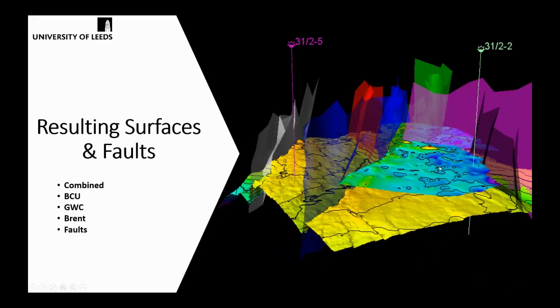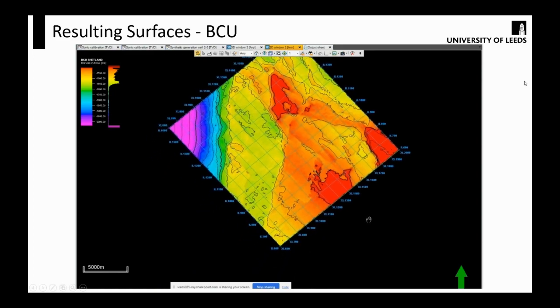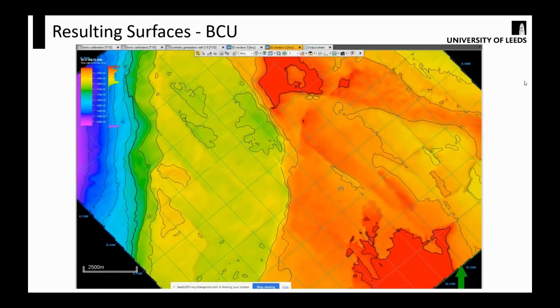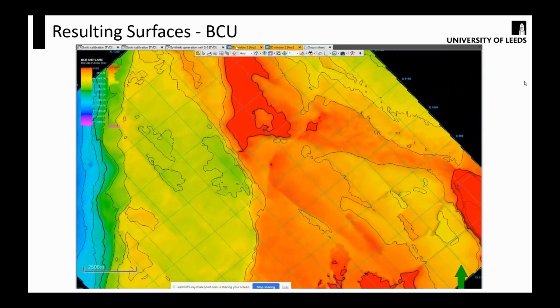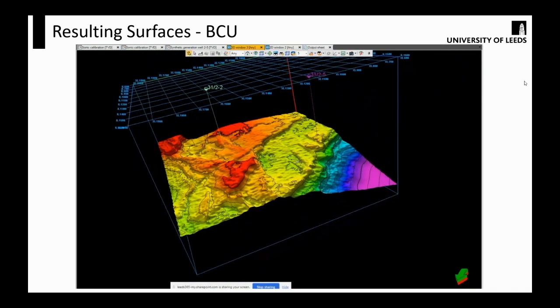So moving on to the resulting surfaces and faults, we'll firstly have a look at the BCU, which is the unconformity above the Sognefjord layer, and I'm just going to move this to 3D in a second too. So I was fairly happy with the result of the BCU.